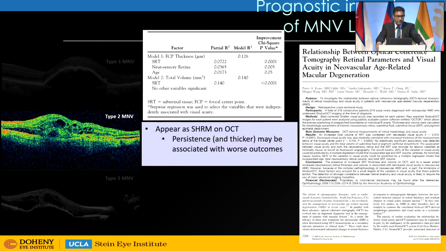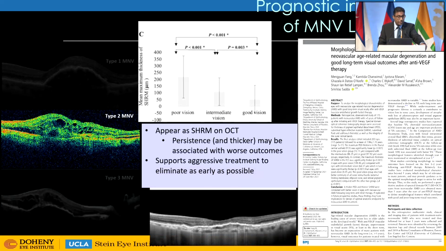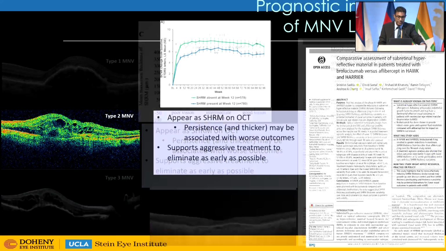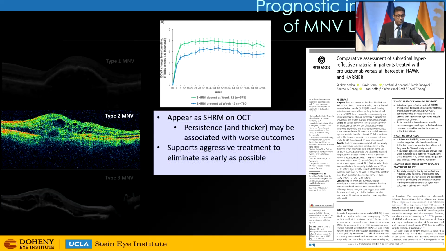Now, type 2 neovascularization is also important to recognize. It appears as subretinal hyperreflective material, or SHRM, on OCT. Again, not a trivial feature to identify, as this kind of material can be associated, especially if it's thicker, with poor visual outcomes. And we showed this in the long term as well in an 8-year follow-up study. And so this is one of the reasons why we believe that aggressive treatment to eliminate SHRM as early as possible is important.